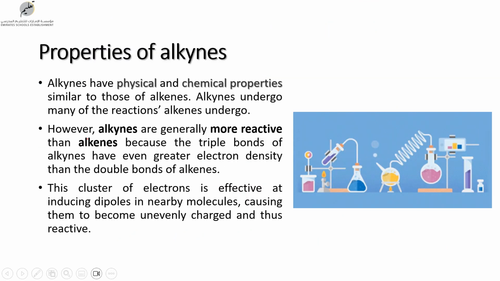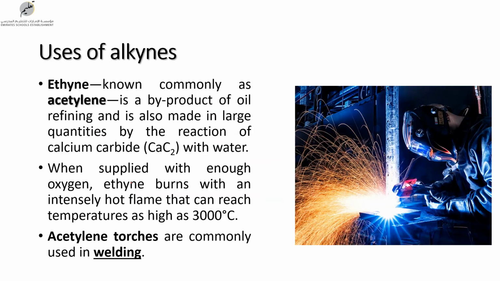Okay. And these are some properties of alkynes. So alkynes undergo many reactions that alkenes undergo. So they are like alkenes. But alkynes are more reactive than alkenes because they have a triple bond, and they have more electron density. Okay. So the electron cluster makes it more reactive. Right. So these are the general properties of alkynes.